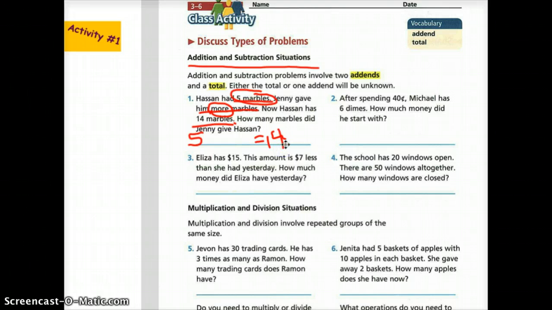Do you need to add or subtract to solve the problem? To solve it, I need to subtract. So I do 14 minus 5 which equals 9. So n equals 9.